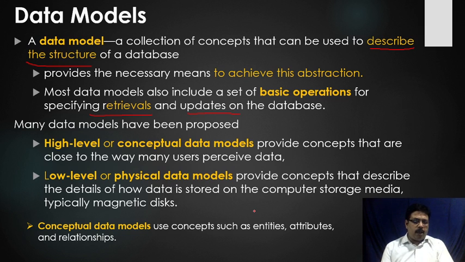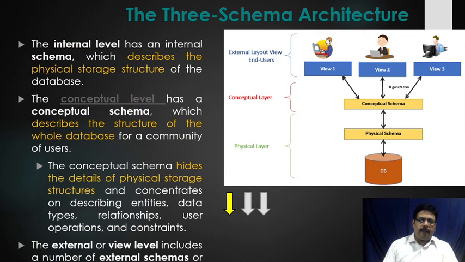Then conceptual data models use concepts such as entity, attribute, and relationship. So let us try to understand how this concept works. Just a minute, just to give you the idea of what is meant by high level or conceptual data model and low level or physical data. This is a three-tier architecture. About that we will discuss in detail.